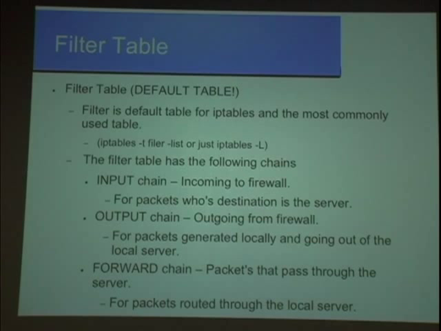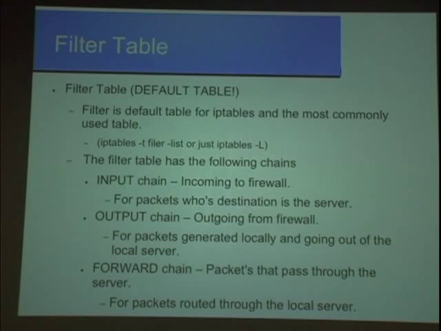This is the filter table, and it has three chains: input, output, and forward. What does input do? Input is all the traffic coming into your server. Anything with the destination of your server is going to come into input. And then we have the output chain. Everything going out of your server is the output chain.